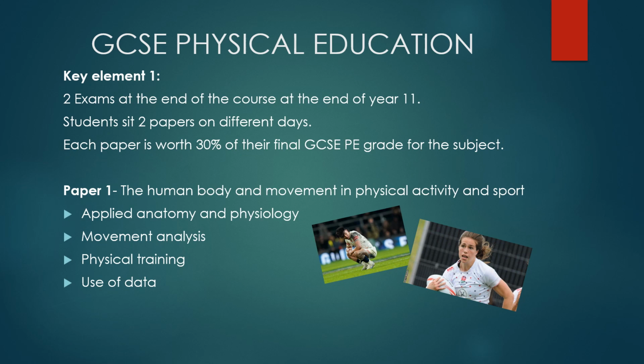So looking at key element 1, that's your exams. There's 2 exams at the end of the course. They're taken usually in May, June time of year 11. There's 2 papers that you sit on different days, and each paper is worth 30% of your final GCSE PE grade. So the 2 papers together will make up 60% of your final grade. It's important that you have an idea of the different things that you're going to study in that theory element for those 2 papers.